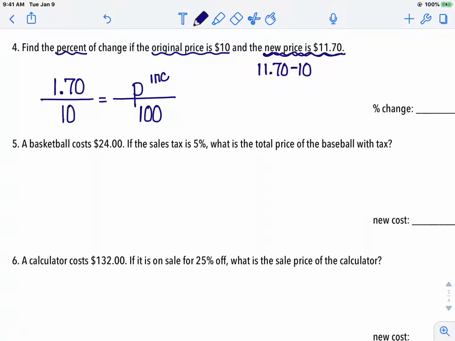So you want to be certain when you're setting these up that you don't just grab the 2 numbers and throw them in there. Then you have good solving skills to show us the equation that you get when you use cross products, and then finish and get that percent of change.